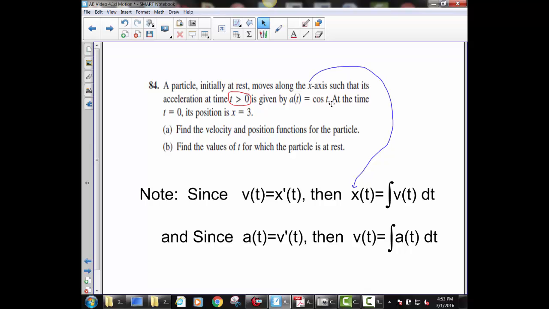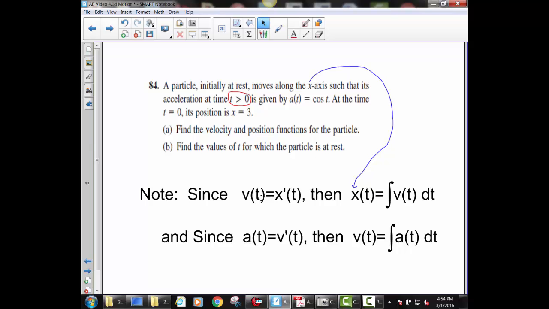Then they give you another piece of information. At the time t equals 0, its position is x equals 3. So when you get the position function x of t, this is telling you that x of 0 is equal to 3. The question is to find the velocity and position functions for this particle and find the values of t for which the particle is at rest.